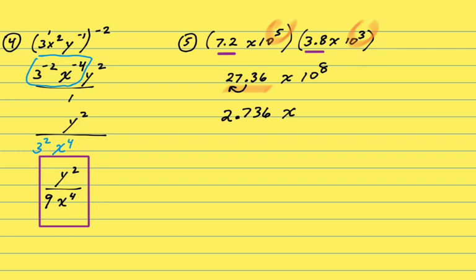2.736. Because I went from 27 to 2, I made it smaller. I have to make this exponent bigger by the number of decimal places. I only moved it 1, so I make it bigger by 1. And that should be the answer for number 5.